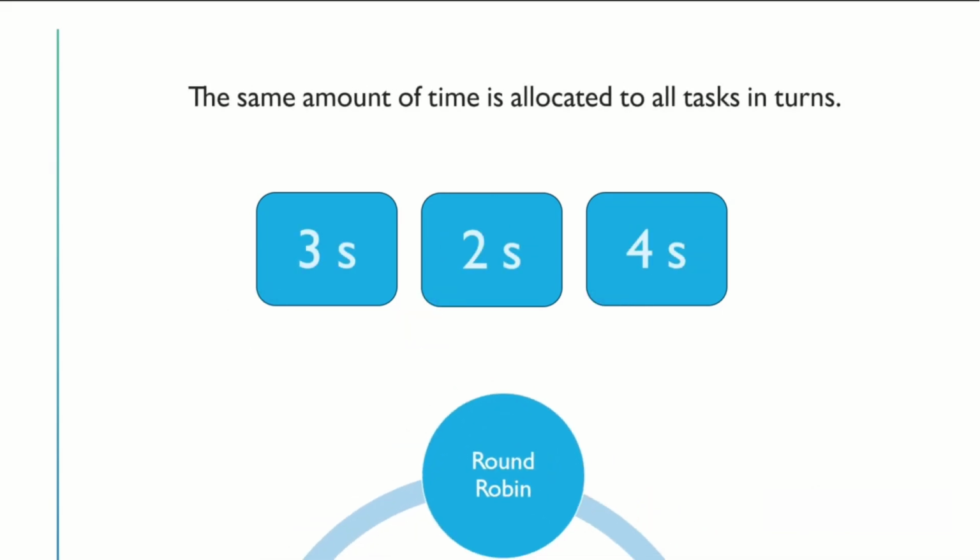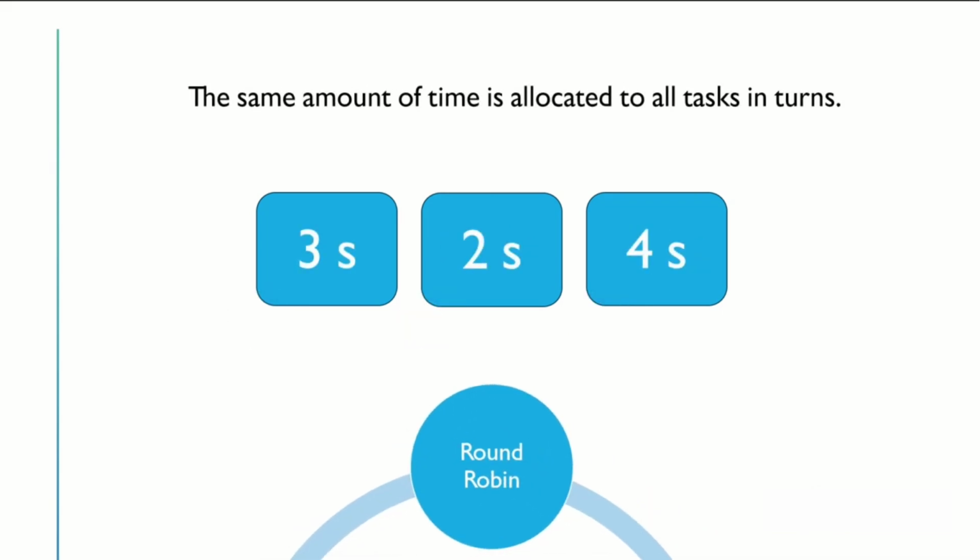Third method is the round robin. For a round robin, it just allocates the same amount of time to all of the tasks in turns. So for example, let's say the allocation is 2 seconds, and these tasks have come in as 1, 2, 3 when you've clicked them, but this one takes 3 seconds, this one takes 2 seconds, and that one takes 4 seconds. So for a round robin with a time period of 2 seconds, it will complete this 2 seconds, leaving only 1.